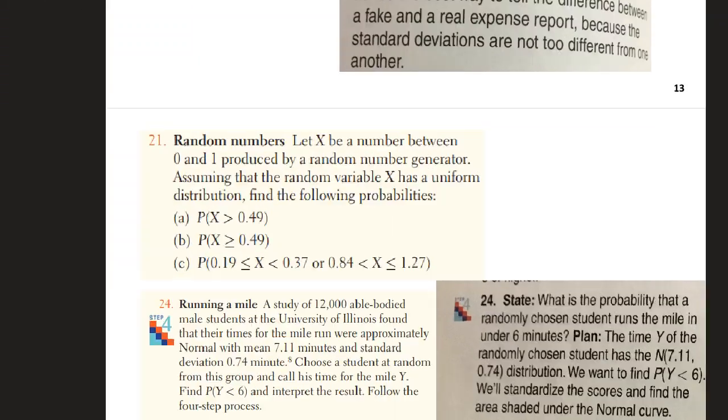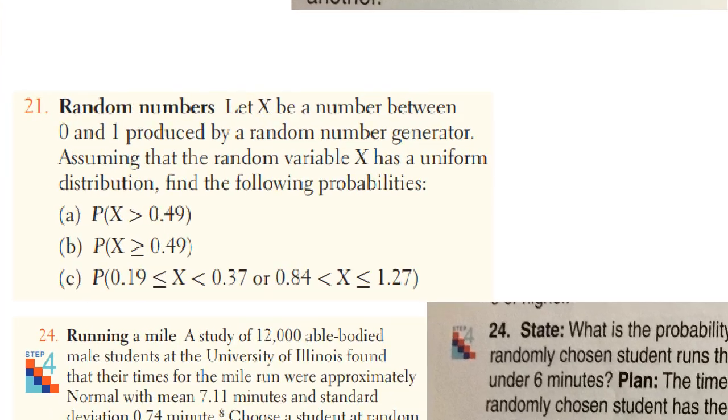Okay, 21 is supposed to be pretty simple, but I get it's a little tricky looking. But it's simply if you're picking a random number between 0 and 1. So if I were to graph a distribution, if it's random, all of these should be the same, and it's like a continuous variable because there's an infinite number of numbers here. So what's the probability greater?